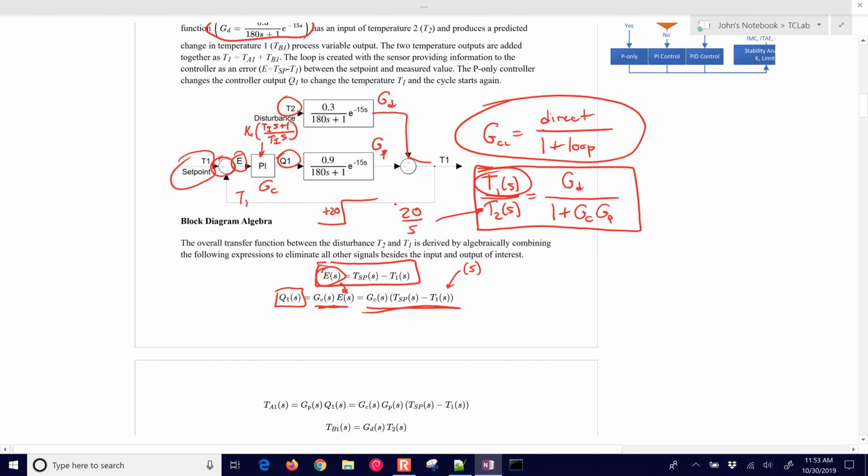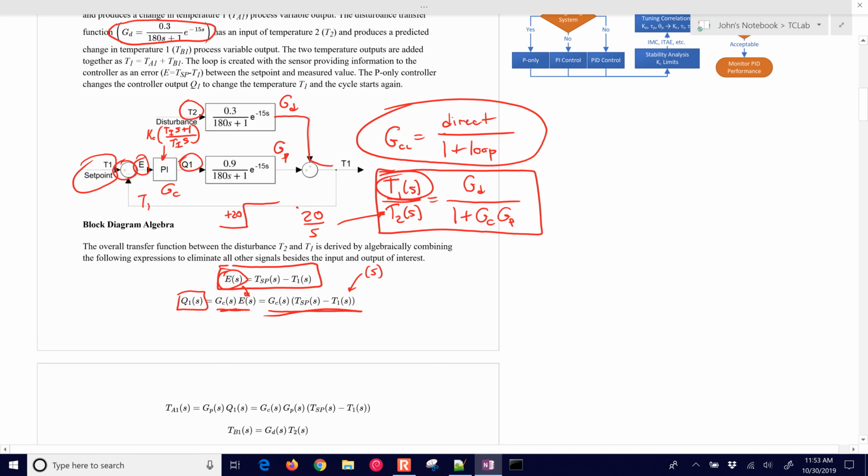Alright, if I continue on down, I have TA1, and I'm just going to label this TA1 right here, and then this is TB1. Those are the two elements that make up T1, and so that's just going to be GP times Q1. So I take Q1, I multiply it by GP, and then I get TA1. And the same thing with TB1, I just take T2 times GD to get TB1.